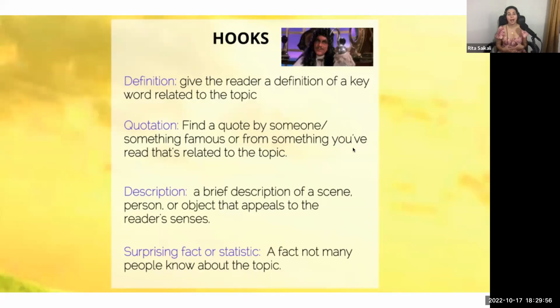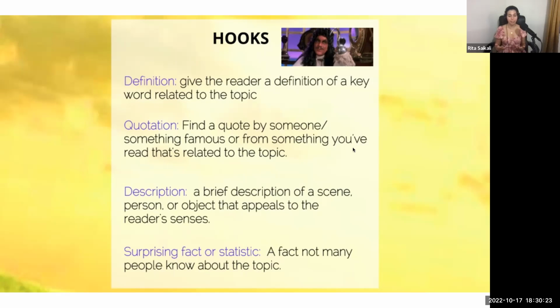All right. So how can you start your hook? You can start your hook with a definition. So give the reader a definition of a keyword related to the topic. You can start with a quotation. So you can find a quote by someone or something famous or from something you read that relates to the topic. I'm not a very big fan of starting off with quotes, but quotes can be good.